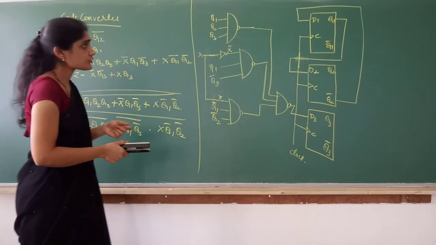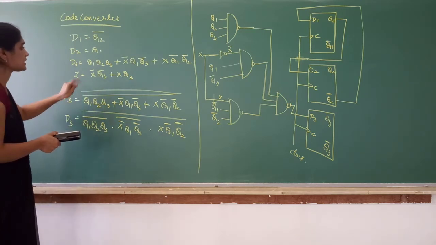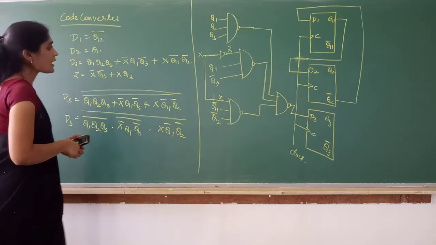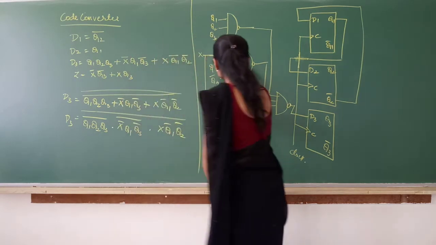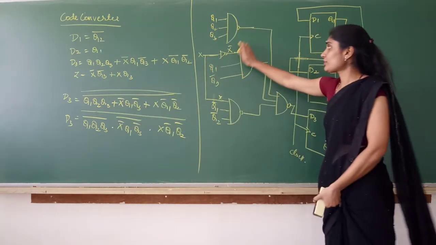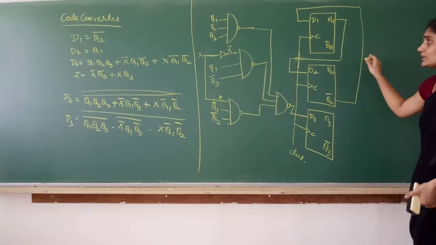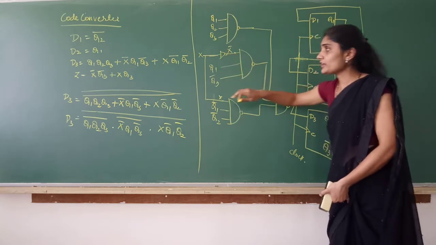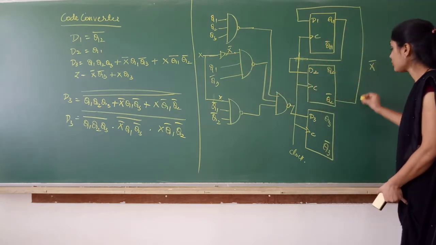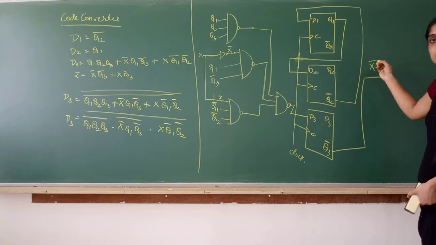So these are the inputs for the 3 D flip-flops. We also have one more output variable, that is Z. What is the equation? X bar Q3 bar. We have X bar here, and this X bar is the same as that X bar. Where is Q3 bar? This is Q3 bar. Let me implement this also using NAND gates.